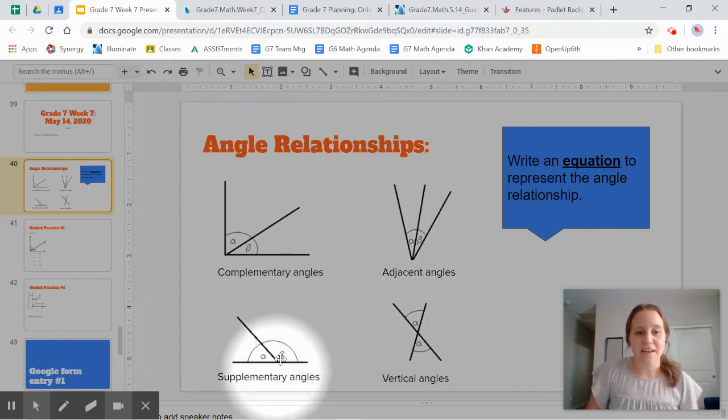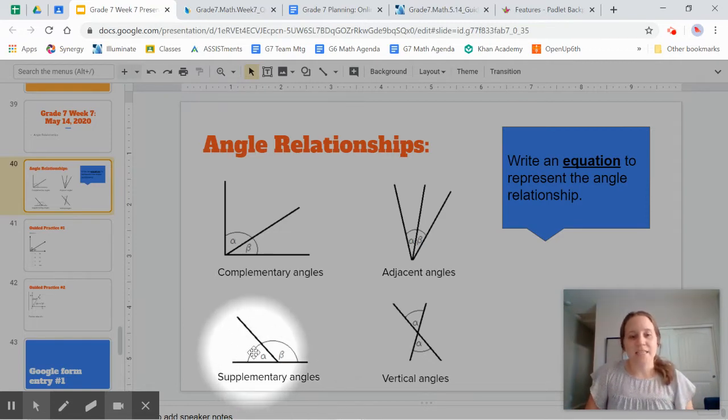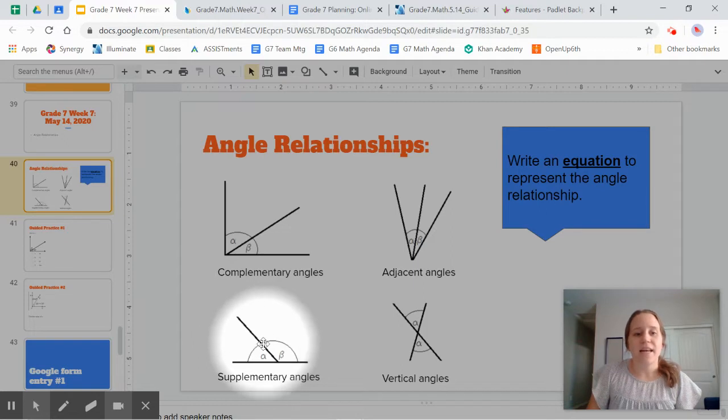Take a look at these. This is another important one. These are called supplementary angles. These angles are on a straight angle or a straight line. So angle alpha, which is this acute angle here, and angle beta, which is this obtuse angle, form together one complete line like a horizon, like a sunrise. And so these two angles form a line.